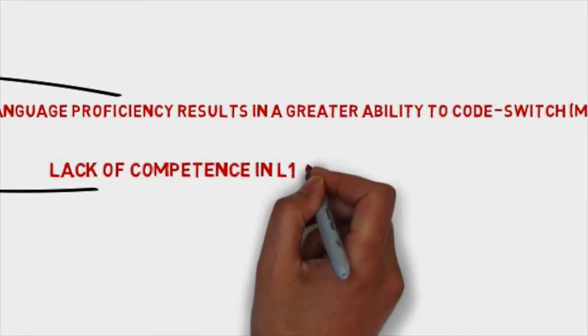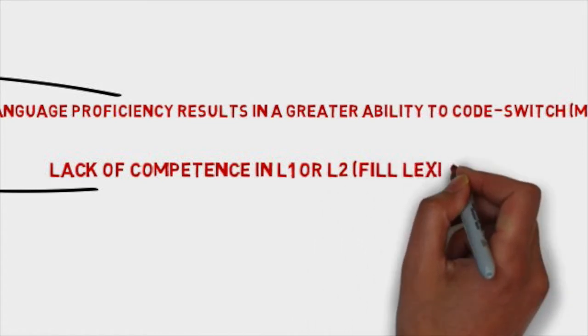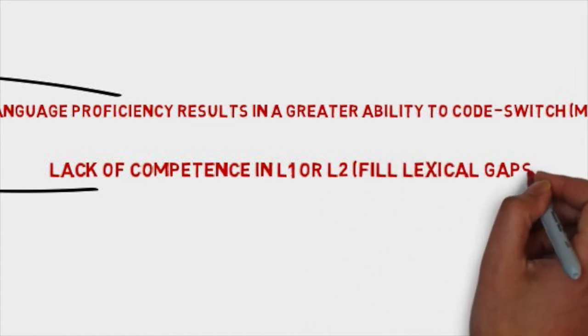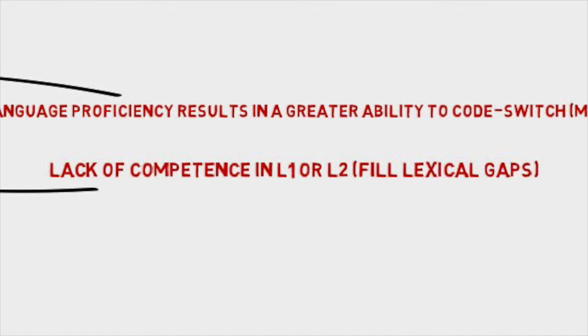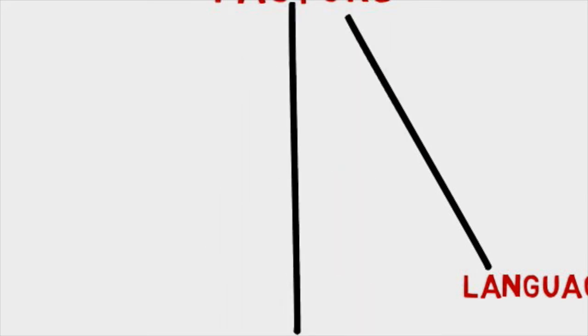On the other hand, as mentioned earlier, children code switch to fill lexical gaps. When a child doesn't know a word while speaking in one language, he or she may use the equivalent of that word in the other language in its place, hence resulting in code switching.